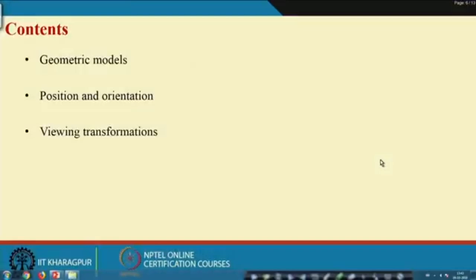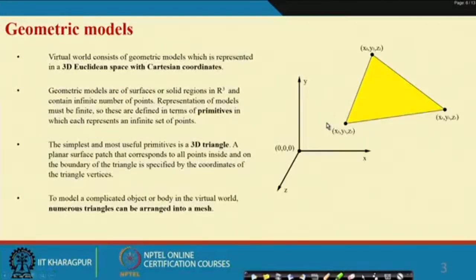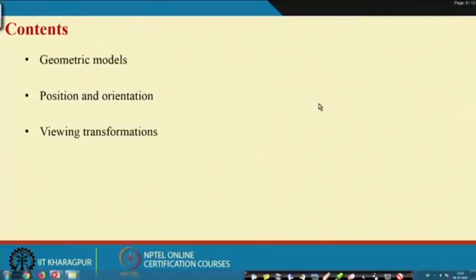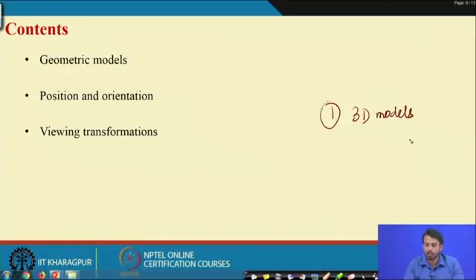So in this particular lecture, we will cover geometric models, position and orientation along with viewing transformation. In the previous lectures, what we observed is that in the beginning you were taught about three particular subjects. First is your 3D models, which is very much essential for the development of a virtual reality environment.